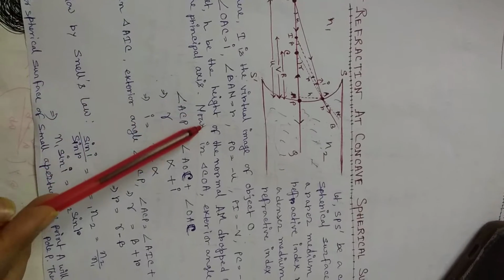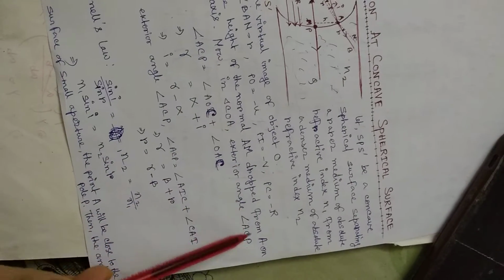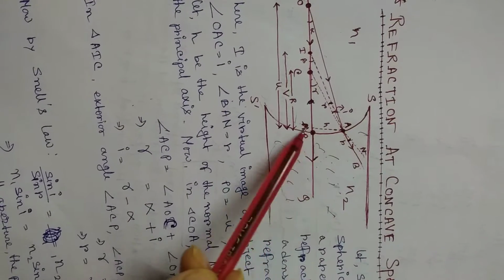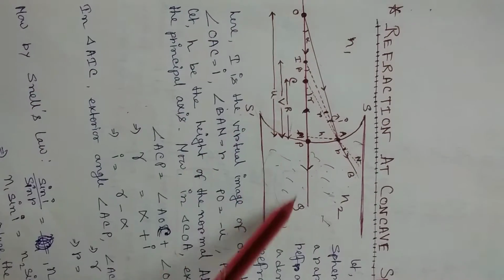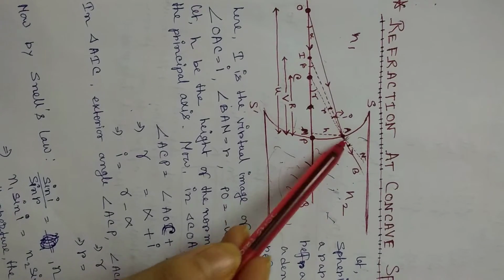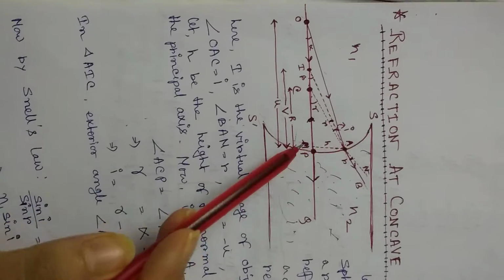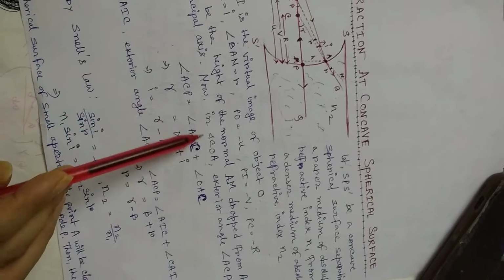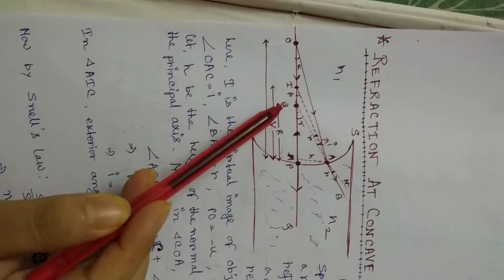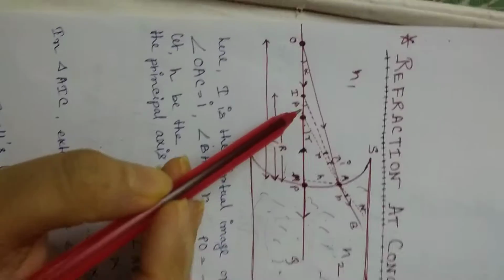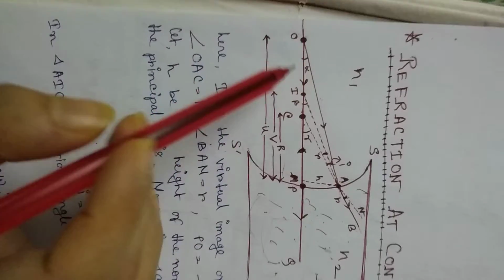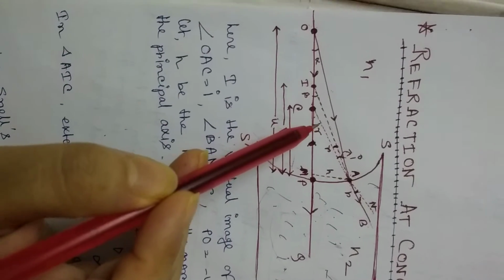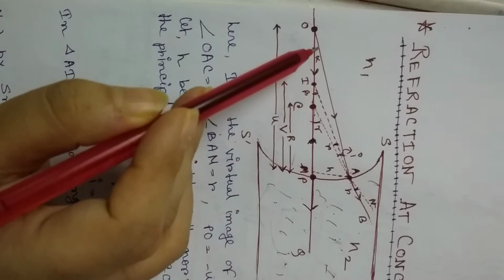So let H be the height of the normal AM dropped from A on the principal axis. Here we have to take a perpendicular from point A on the principal axis, right? So AM is the perpendicular on the principal axis, and here I am assuming that the length is H. Now in triangle COA, this angle is gamma, this angle is beta, and this angle is alpha.